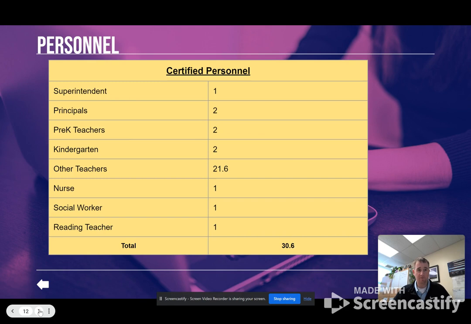Certified personnel, we have one superintendent, no assistants or anything, two principals, two pre-K teachers, two kindergarten teachers, other teachers 21.6. We do have some part-time teachers and things like that. We have one nurse, one social worker, and one reading teacher. That is our Title teacher, for a total of 30.6.